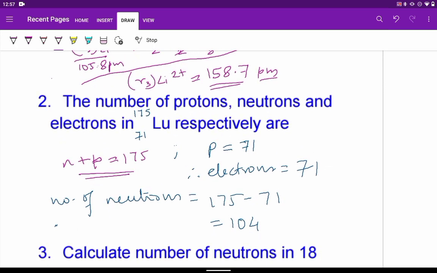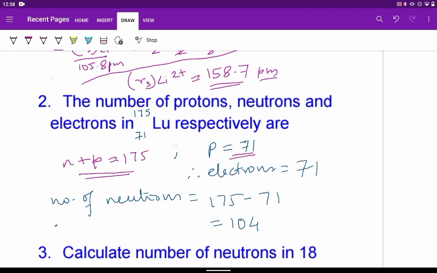Next one, this is very basic. This is for lutetium. This question has already come once in the exam. For lutetium, they have given the atomic number and mass number. Atomic number is 71, mass number is 175. We have to find the number of protons, neutrons and electrons. Now the mass number, that is 175, includes the number of neutrons and protons both. So n plus p is 175. And the atomic number is the number of protons.